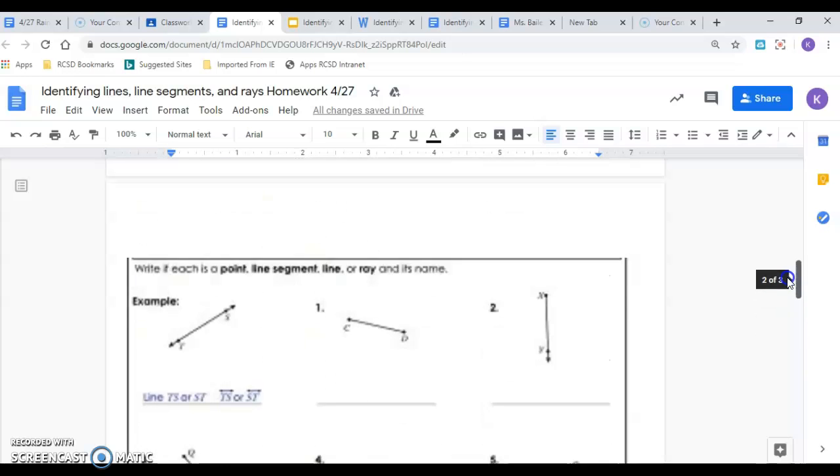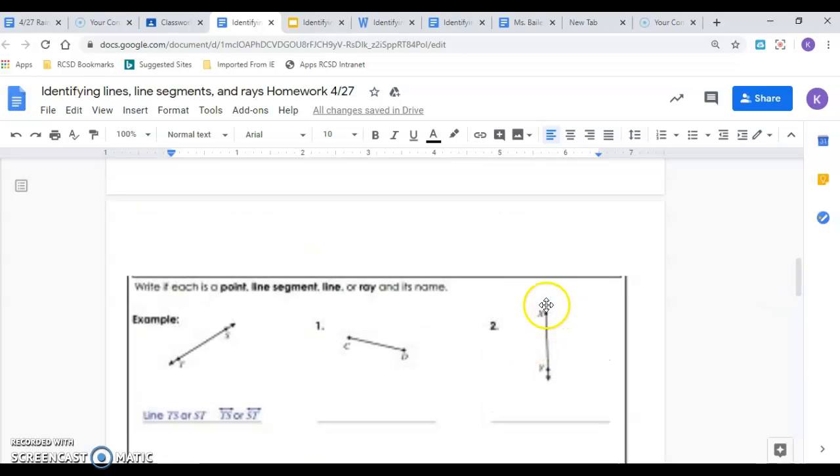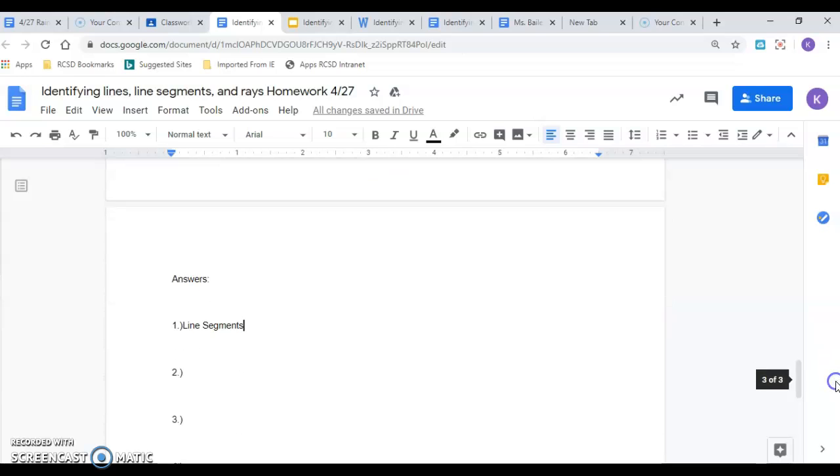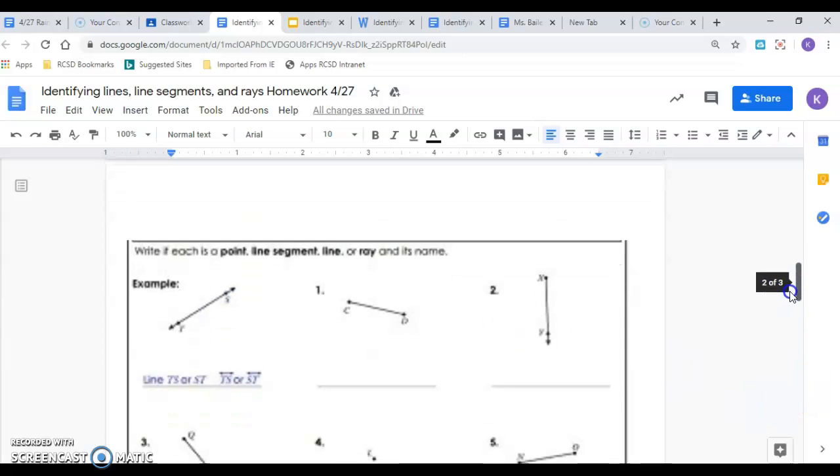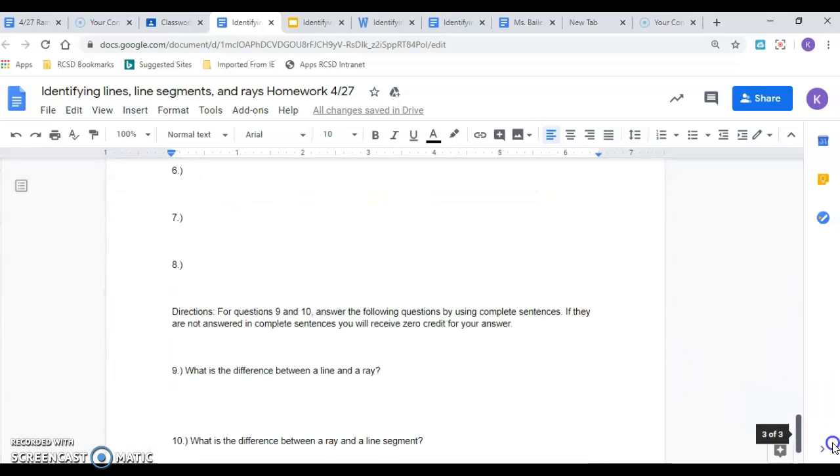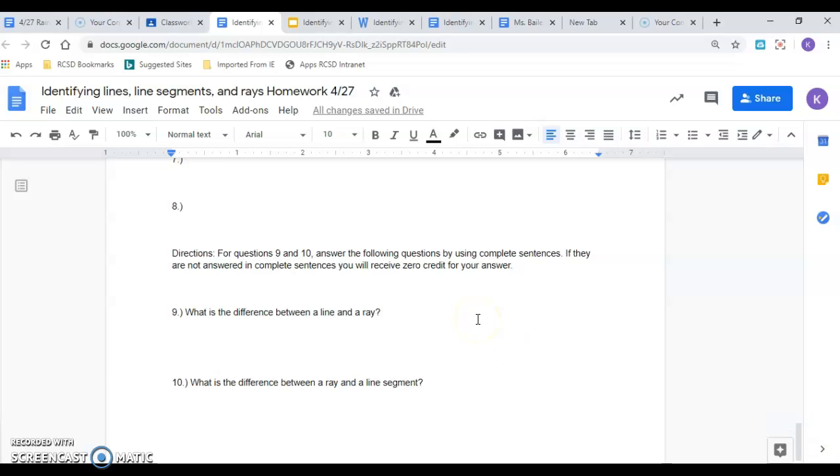And then number two, I see X has a dot with no arrow, Y has a dot and then an arrow. So again, it's like the sun. It starts at one point and then its rays of shine come off and it goes on and on forever. So that's a ray. So two is a ray. And they're going to keep going back and forth like that, where I scroll up, answer the question, scroll down, type it in there.